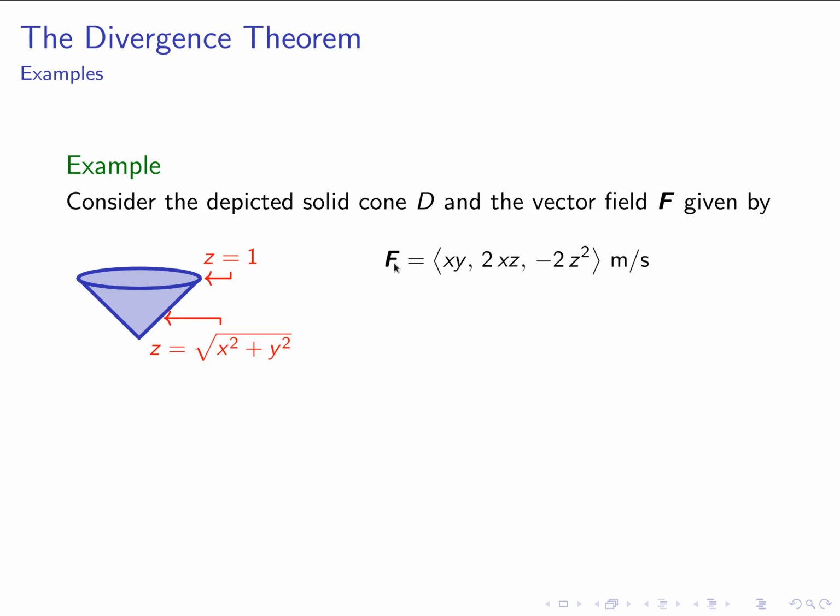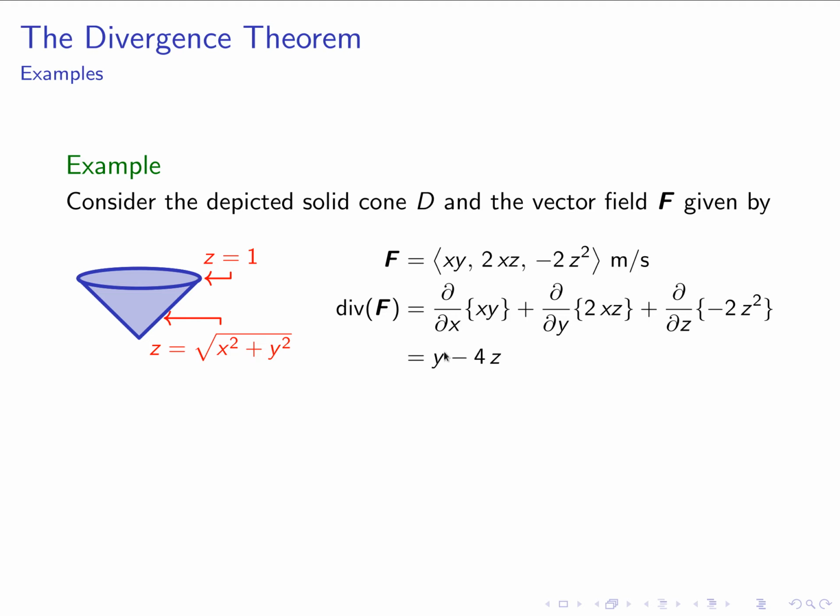So here the vector field we're studying has coordinates xy, 2xz, and -2z squared. Again, here units are the velocity units. The divergence of this vector field is xy with respect to x, which is y, plus 2xz with respect to y, which is 0, plus -2z squared with respect to z, which is -4z. When we add everything up, we get y minus 4z.